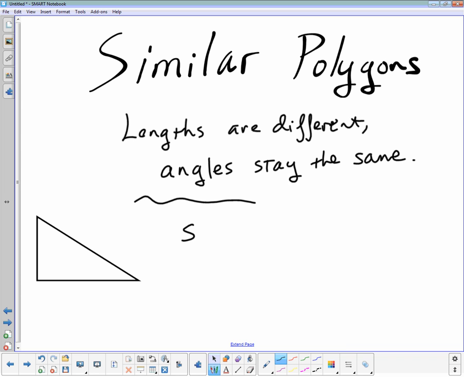There's something called a scale factor. A scale factor is the number of times one object is bigger or smaller than the other. So if something is twice as big, the scale factor would be 2. If something was half as big, the scale factor would be a half. That's the whole idea. It's how many times bigger or smaller.